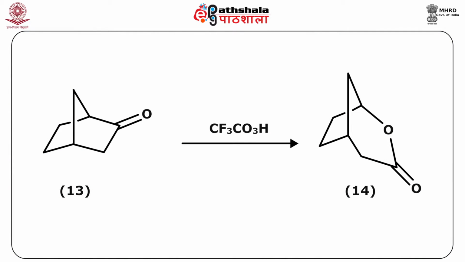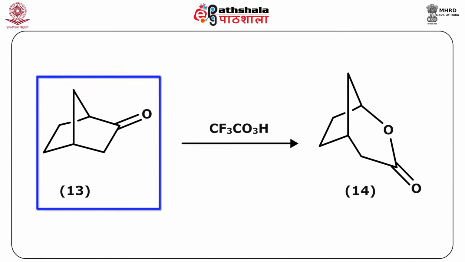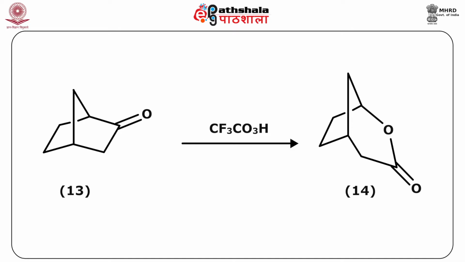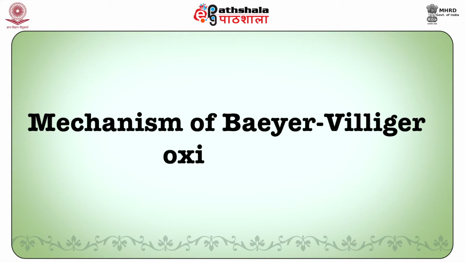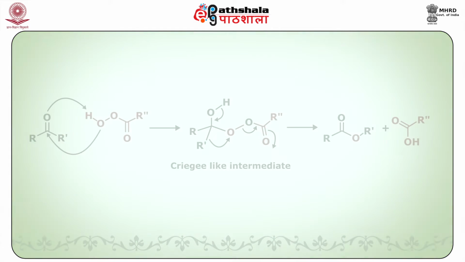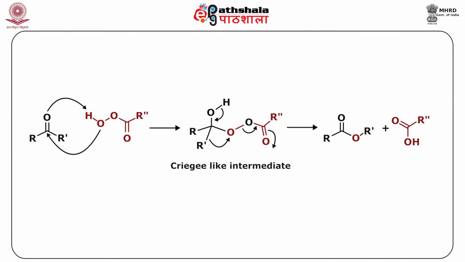Cyclic ketones yield lactones, which are cyclic esters. The Baeyer-Villiger oxidation of bicyclo[2.2.1]heptan-2-one in the presence of peracids gives lactones. Looking into the mechanism of this oxidation reaction, the peroxy group initially adds to the carbonyl carbon to give a Criegee-like intermediate. Subsequently, one of the groups attached to the carbonyl carbon migrates to the electron-deficient oxygen atom in the concerted step, which is the rate-determining step.